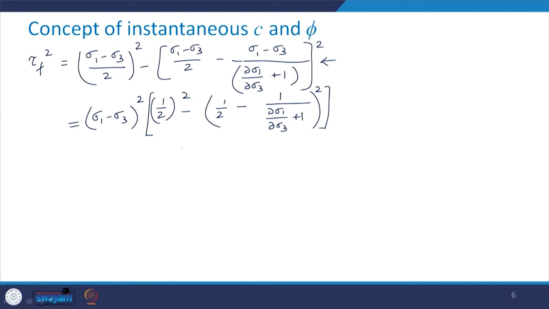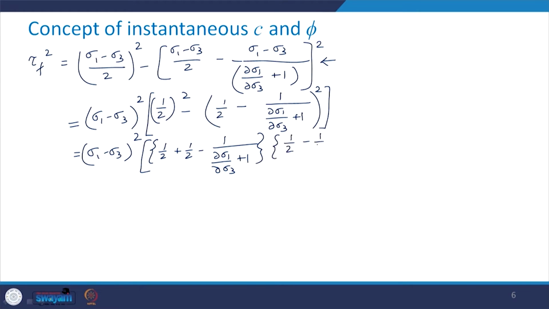Now this is kind of a square minus b square expression. So you can have a minus b into a plus b. See, this is what I am going to do. The first one you will have half plus this half minus 1 upon del sigma 1 del sigma 3 plus 1. That's the first term, and the second term is going to be half minus half, and this minus minus will become plus. So this will be del sigma 1 del sigma 3 plus 1.